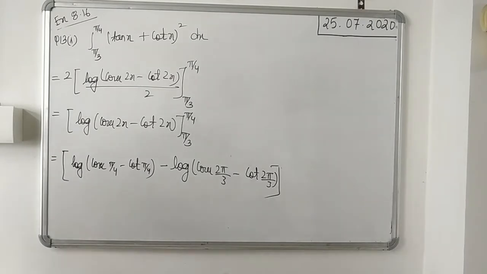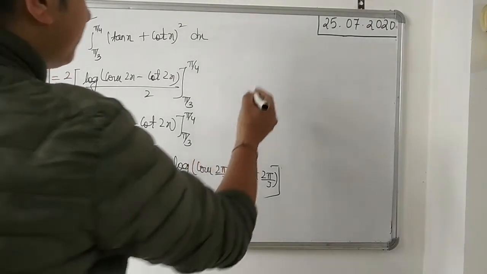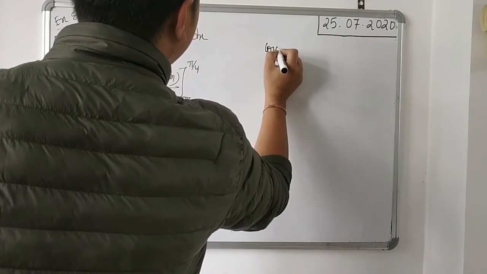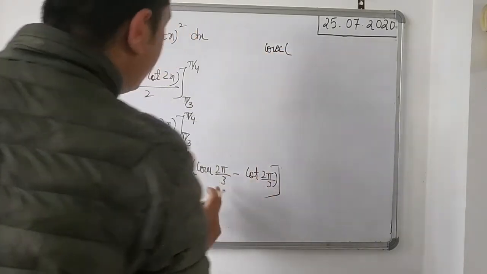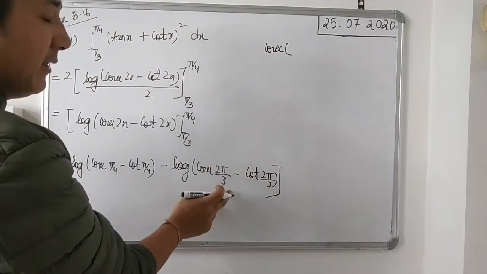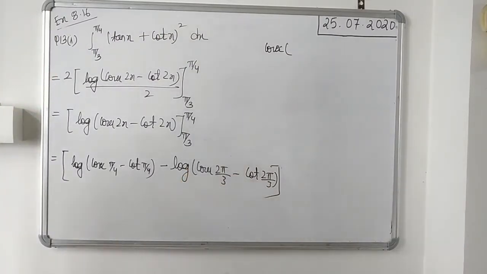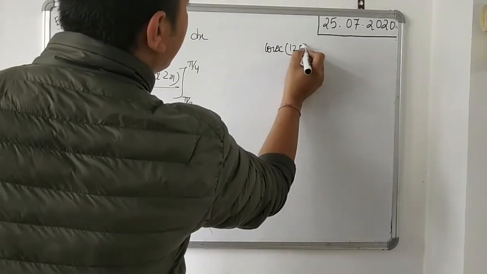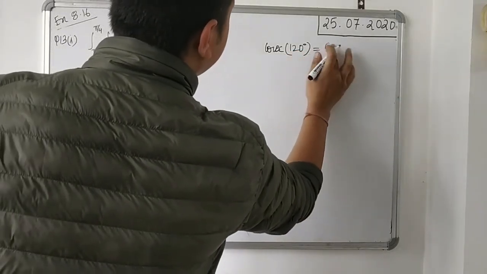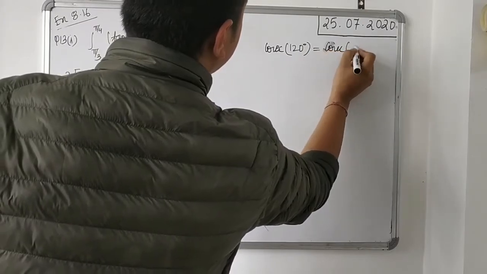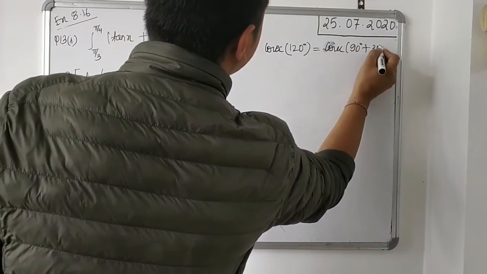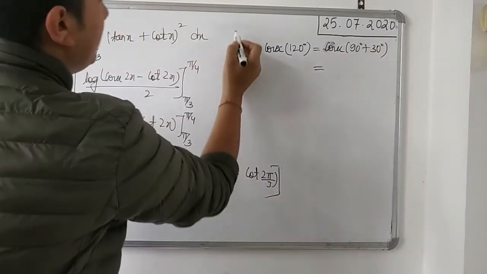So we can also use this formula, isn't it? So this is cosec 2 pi by 3. See, pi by 3, pi is 180. 180 by 3 is 60, and 60 into 2 is 120. So 120 degree. Cosec 120, I can write this as cosec 90 plus 30. Isn't it? Cosec 90 plus 30.